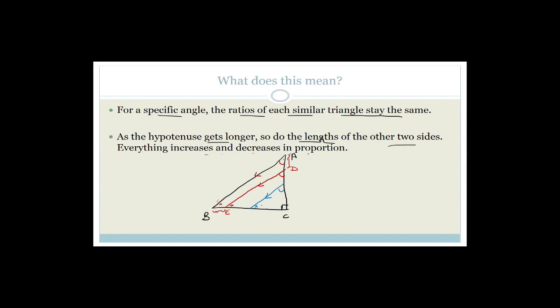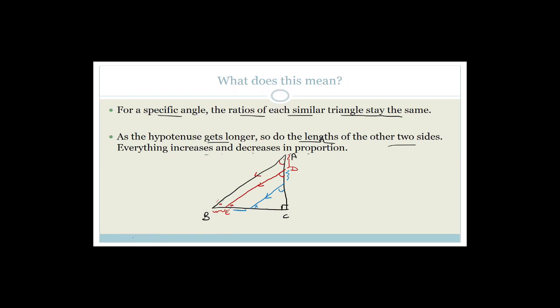But all that's happened, because they're similar, it's in proportion. So this bit here has to go down at the same rate as this bit, okay? And the blue is exactly the same proportion smaller than the red. Okay, so that is what they're saying. They're saying if the hypotenuse gets longer, both the sides get longer. If it gets shorter, then both the other sides get shorter as well.